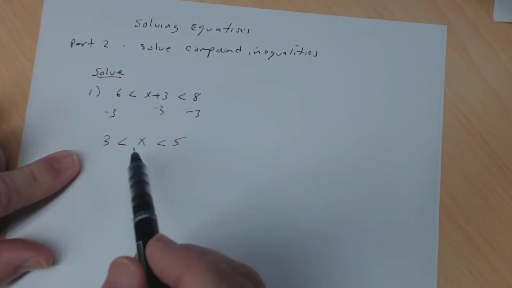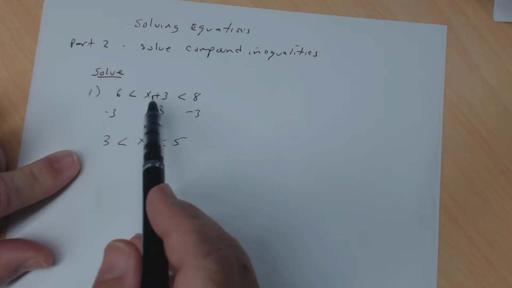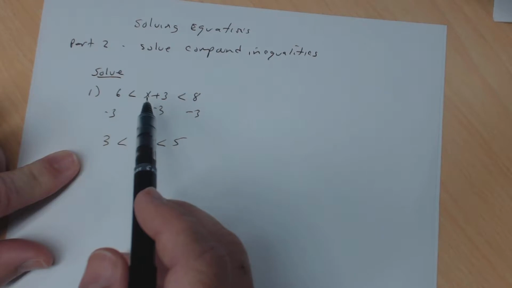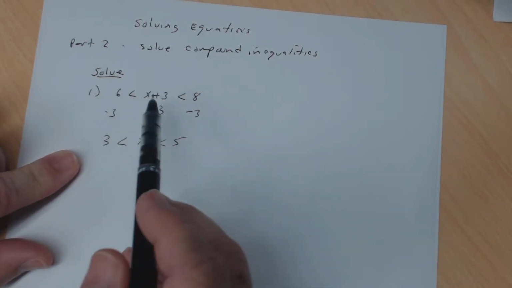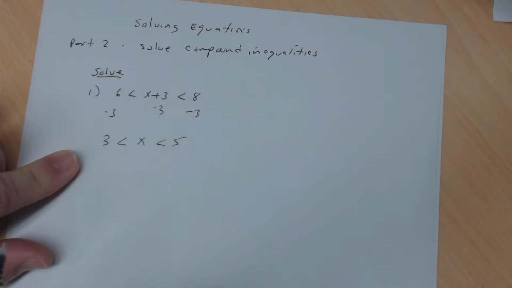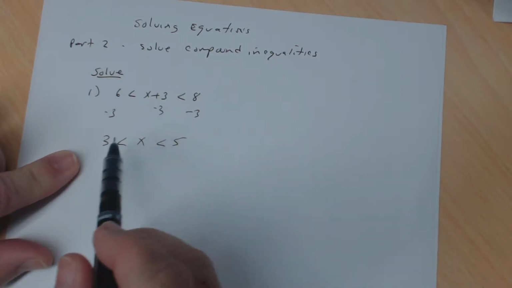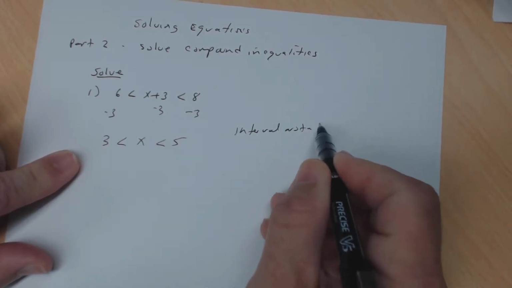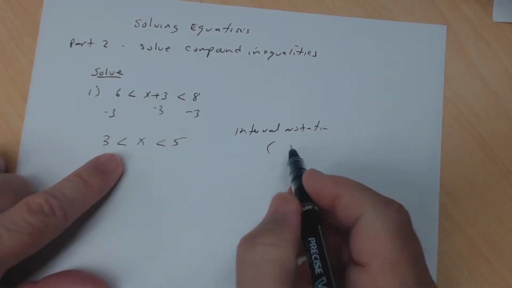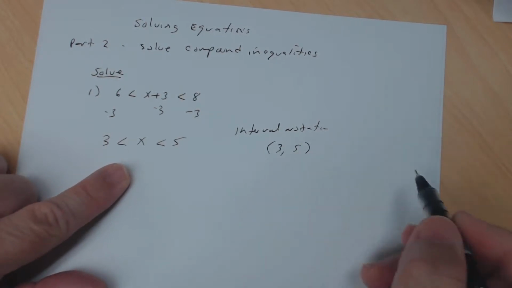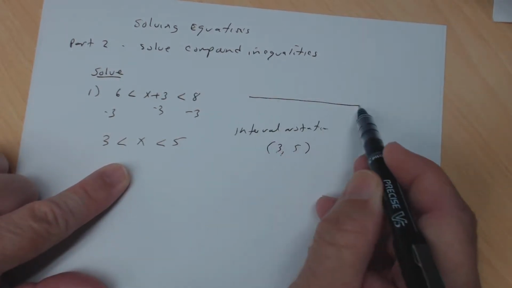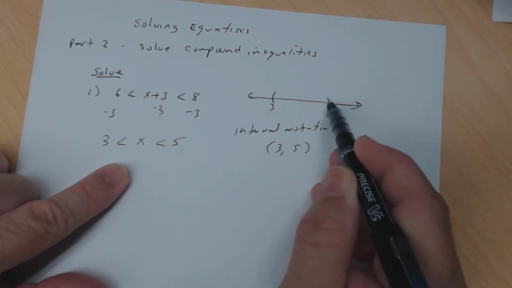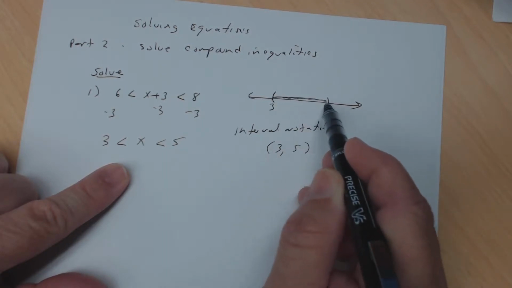So for example, 4.5. 4.5 plus 3 is 7.5, and 7.5 is less than 8, and at the same time, it's bigger than 6, or 6 is less than 7.5. So these are your solutions. So in terms of the interval notation, since there's no equal sign, you'd say parentheses 3 comma 5 with parentheses, and the graph would look like this. So you have 3, 5, parentheses on both, and you're shading in everything in the middle.